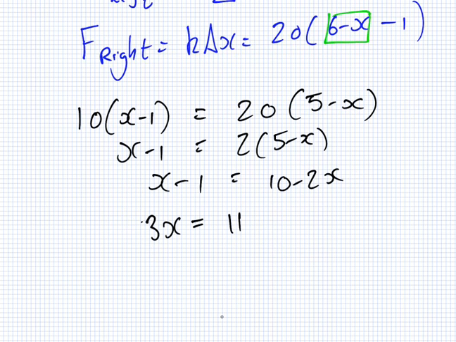So it's not 4, is it? No. It's 3.667. x equals 11 over 3, which is 3.667. So not quite 4. So if you put it at 3.67 meters from the wall, the two will balance.